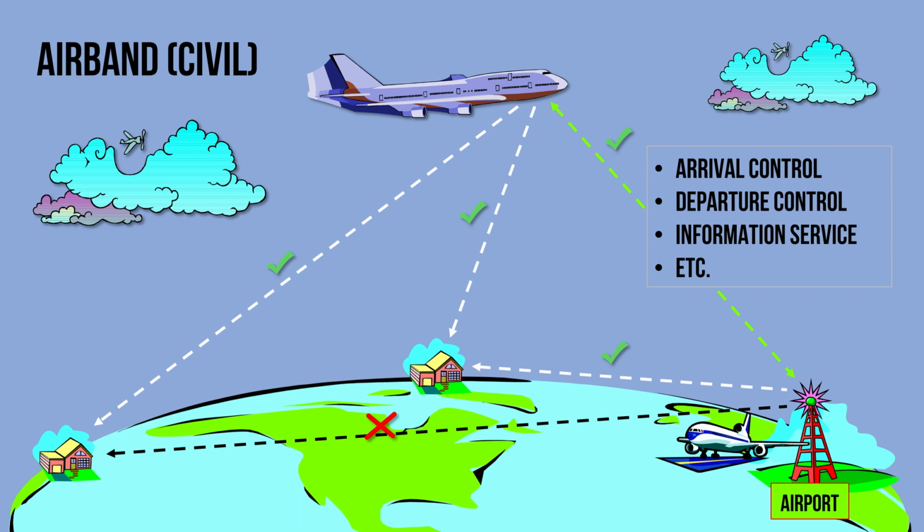Airband, or aircraft band, is a VHF frequency range between 108 and 137 MHz, used in civil aviation for communication between aircrafts and air traffic controllers and airports. This communication channel is available for listening for the public and usually used for arrival and departure control and information services like weather information. Depending on how far you are located from the airport, you can listen to these conversations. If you are located too far from the airport, more than 100 kilometers, you may not hear the airport, but you may hear the aircrafts, as these may be near your location as they fly above you.